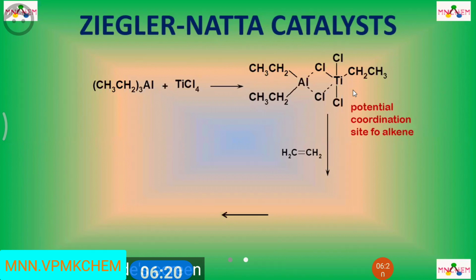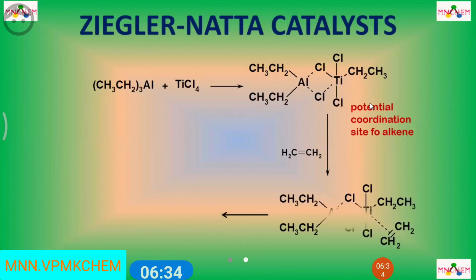Now, when we use this catalyst for the polymerization of ethylene, we take one molecule of ethylene and it binds to this potential coordination site with its pi bond. You can see the new dotted line which represents the formation of the bond between this ethylene and this active complex.